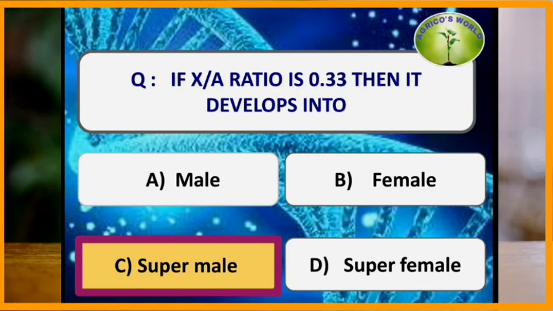When the ratio is 1, it develops into female. When it is 0.5, it develops into male. When it is between 0.5 to 1, it develops into an intersex. When it is greater than 1.5, it develops into a super female, and less than 0.33, it develops into super male.